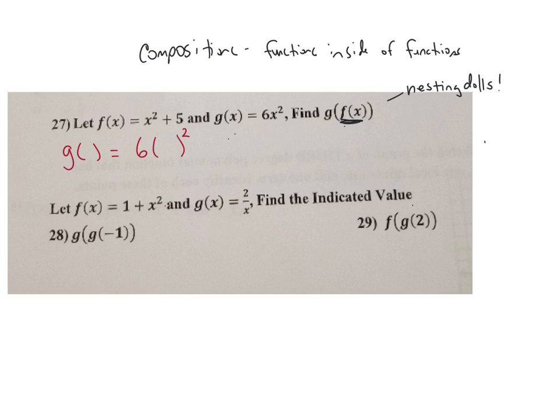So if I said g of stick figure, it would be 6 times stick figure squared. Right? If I said g of y, it would be 6 times y squared. All right? That's kind of how it works. So basically, when I take this, I am rewriting, but instead of a variable, I'm putting f of x.